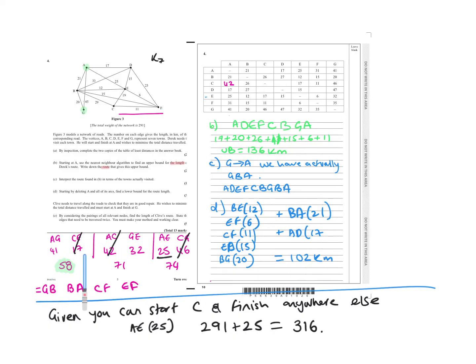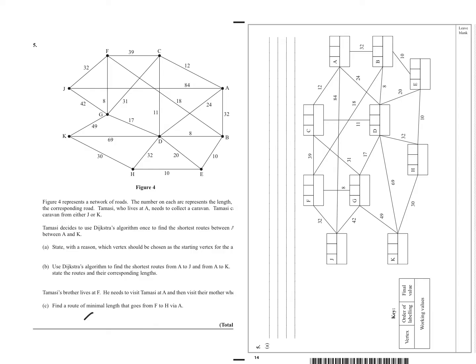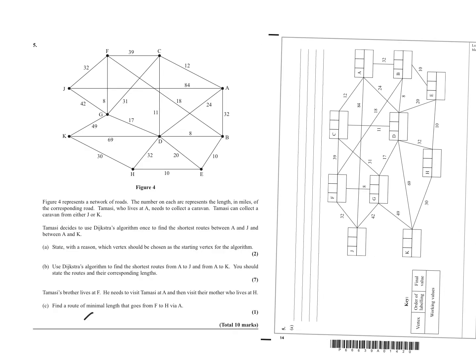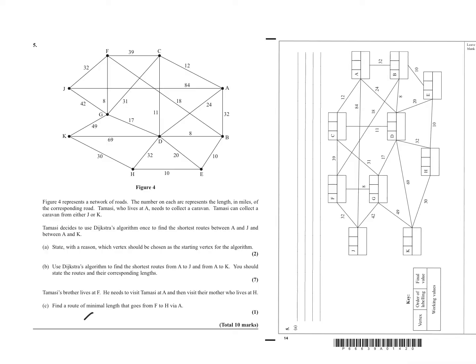Which one's the smallest? That's how we do it. Is that better? Perfect. So not many people got full marks on this question because of the worded part. Now, it says a lot of things, but basically we've got to use Dijkstra's, okay?